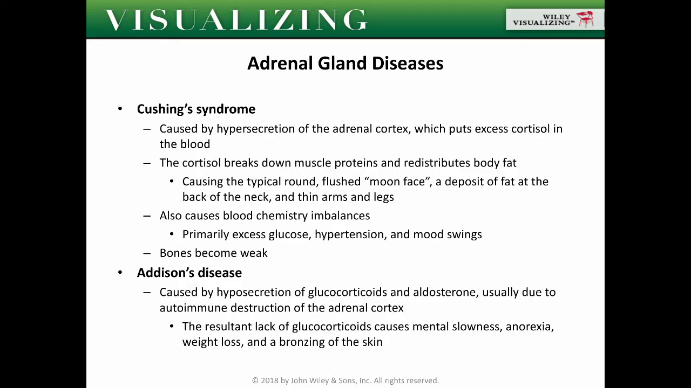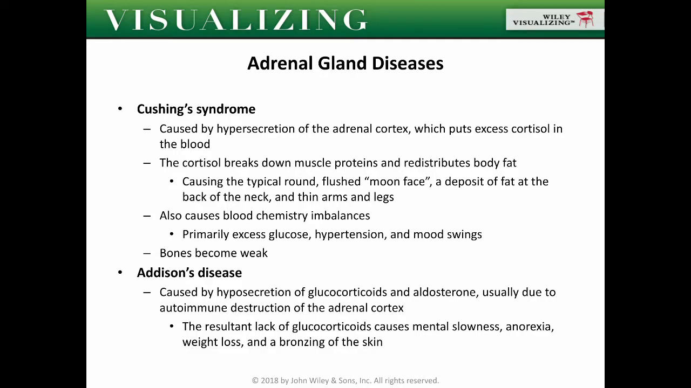Now, Addison's disease is caused by hyposecretion of glucocorticoids and aldosterone. So if we have hypersecretion, too much secretion, this time we have hypo, or too low secretion, of glucocorticoids and aldosterone, usually due to autoimmune destruction of the adrenal cortex. The usual cause is autoimmune. Autoimmune diseases are diseases caused by your own immune system attacking your body. So instead of pathogens destroying your body, it's your own body that attacks your body.